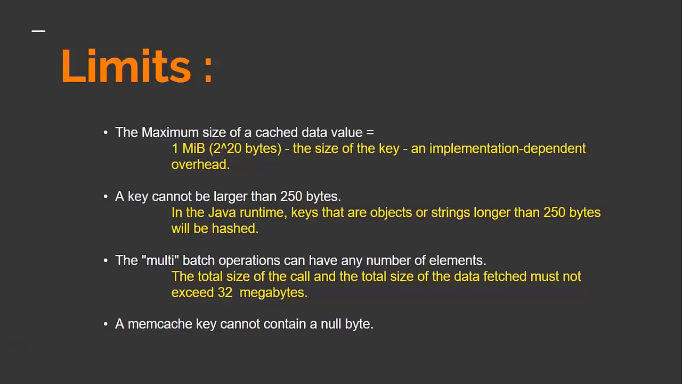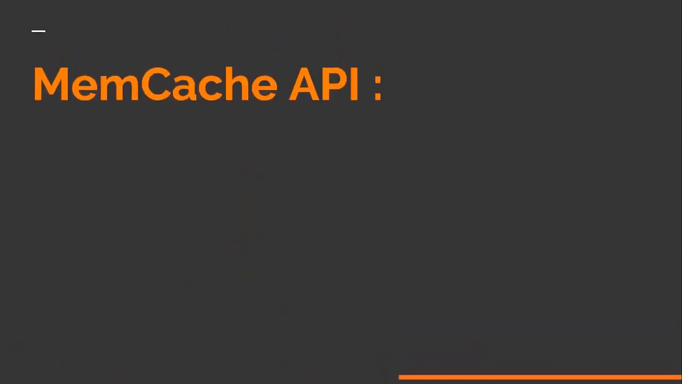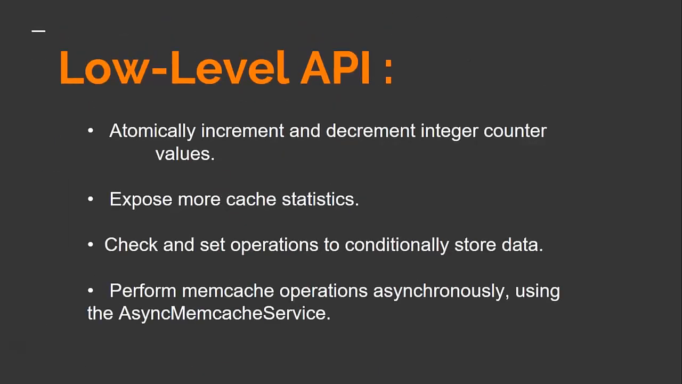Now, if I talk about the APIs we generally use for connecting to and configuring Memcache, Memcache supports two different interfaces: the low-level Memcache API and the JCache specification. The low-level API supports more functionality compared with JCache, where it automatically increments and decrements integer counter values.